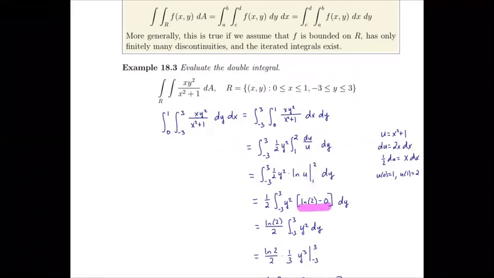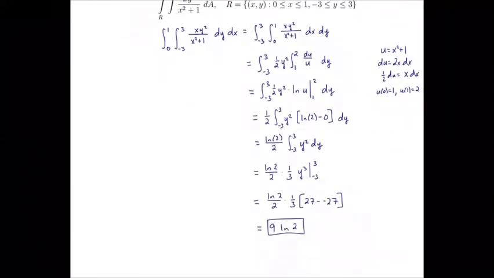It's this line right here. So we factor that out as well as the 1/2, and we have natural log of 2 over 2, and we need to integrate from -3 to 3 y squared with respect to y. This is a standard Calc 1 integral. When we're done with this, we end up with 9 natural log of 2.